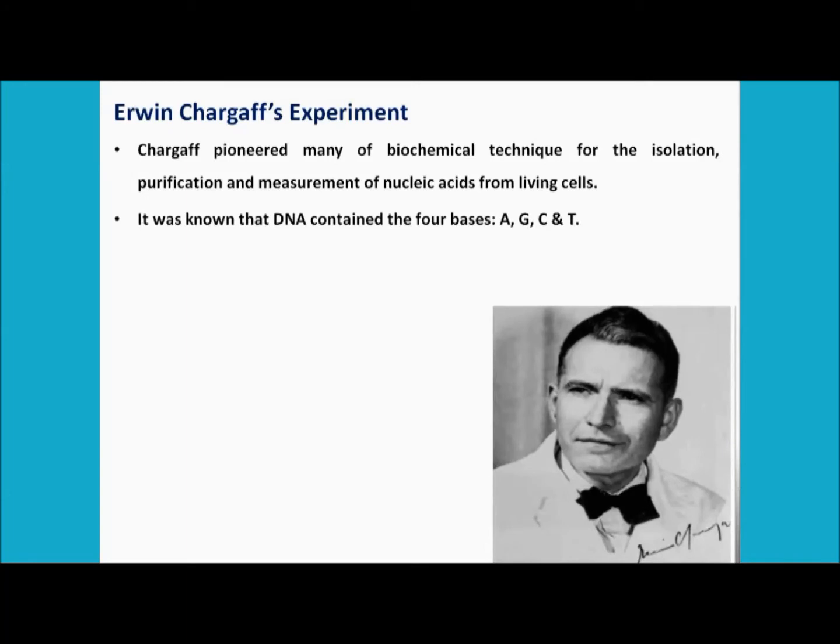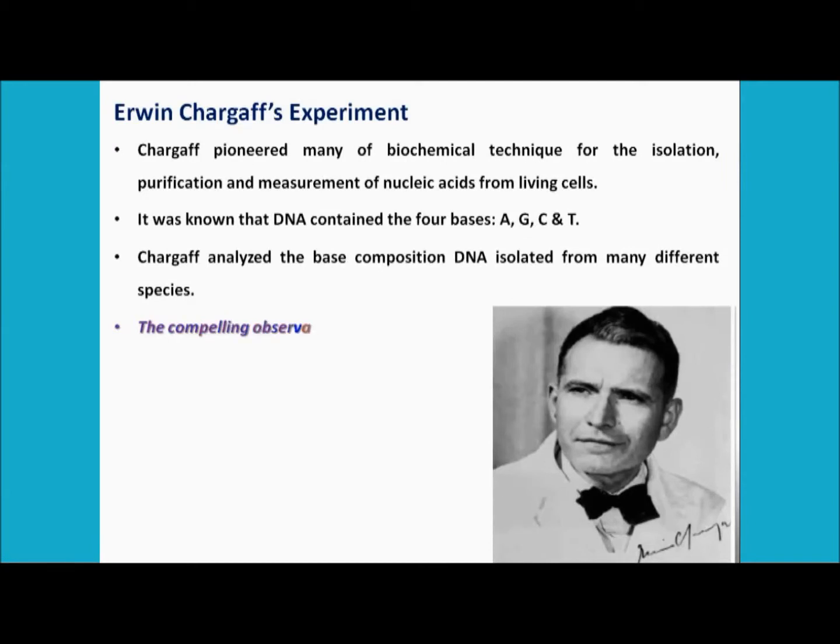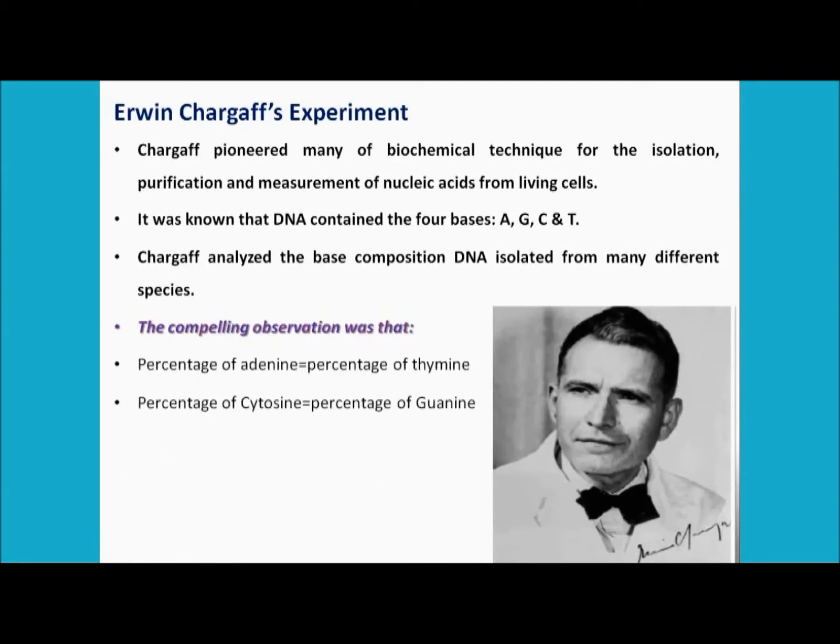different experiments. It was known at that time that DNA consists of the 4 different bases, A, T, G, and C, right? Now Chargaff analyzed the base composition of the DNA isolated from different species, from mammals, from birds, from different species. What he found was that the percentage of adenine is always equal to the percentage of thymine, and similarly the percentage of cytosine is always equal to the percentage of guanine, right?